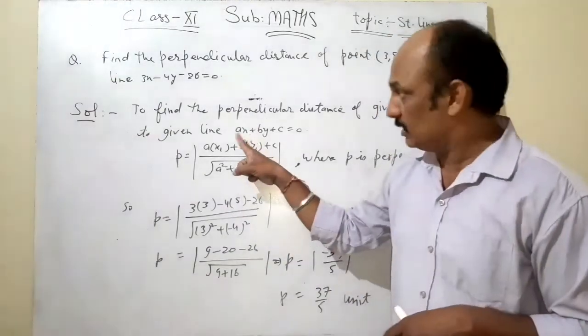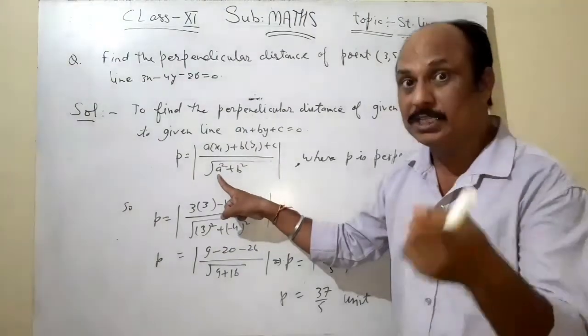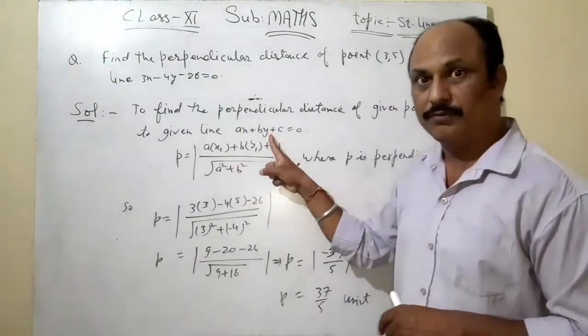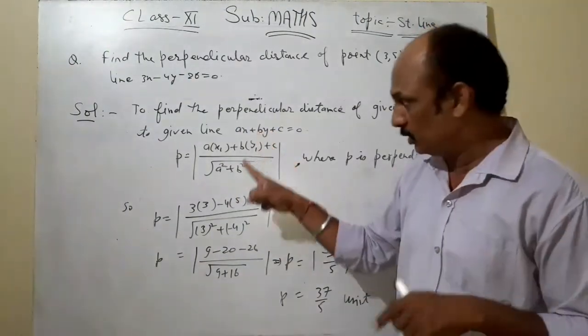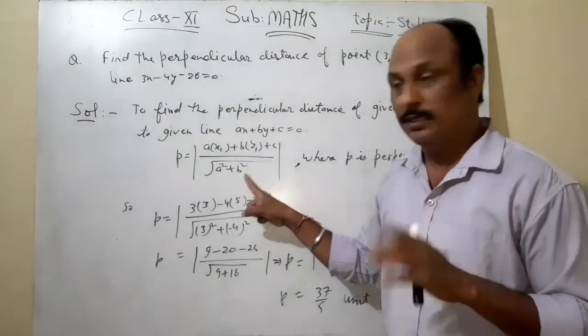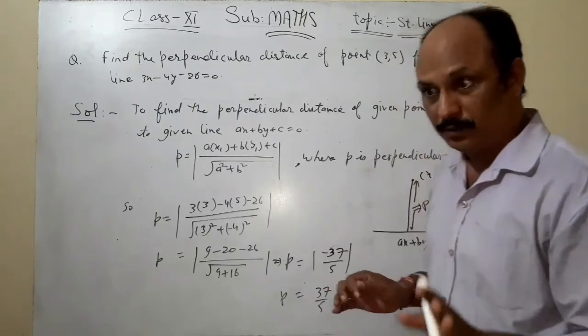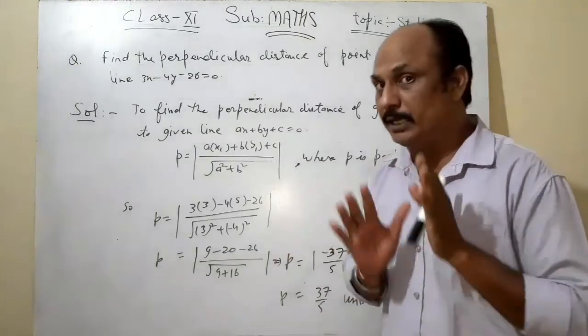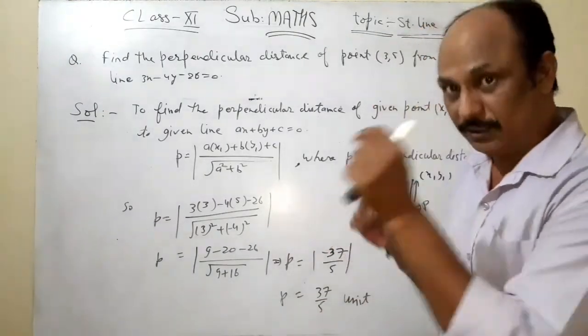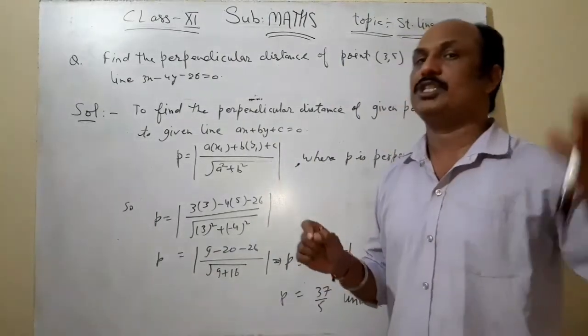and in denominator in square root, square of coefficient of x plus square of coefficient of y. What is the coefficient of x? A. So we put here a square. What is the coefficient of y? B. So we put here b square. And this is the simple formula for finding the perpendicular distance of a given point from a given straight line.